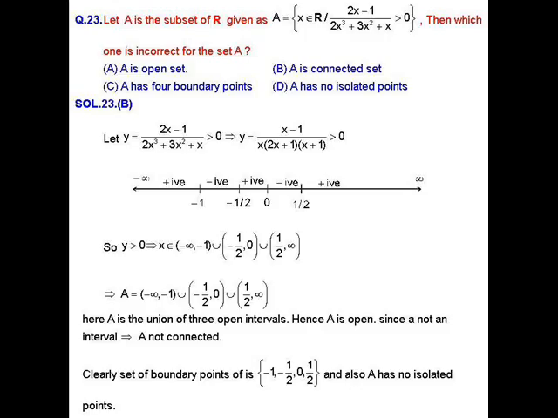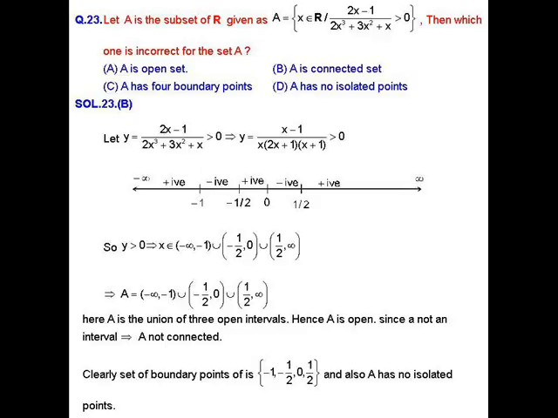Here we have A, a subset of R, and A has such real numbers that satisfy (2x minus 1) divided by (2x cube plus 3x square plus x) is greater than 0. So to evaluate the set A, we have to find such x's. Let y be equal to (2x minus 1) divided by (2x cube plus 3x square plus x). Then y should be greater than 0.